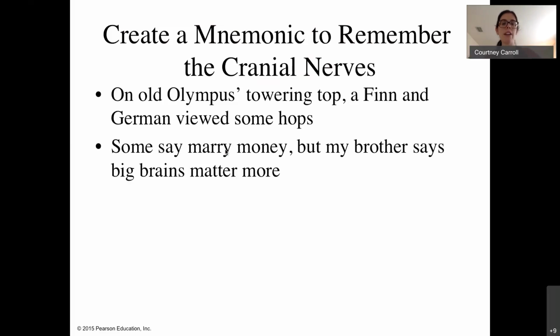Okay, so this is what I was taught for the names. On old Olympus's towering top, a Finn and German viewed some hops. So the first letter of each of those words is going to give you the first letter of each of your 12 cranial nerves. The second mnemonic is to help you remember if it is a sensory fiber, S, a motor fiber, M, or if it has both, B.